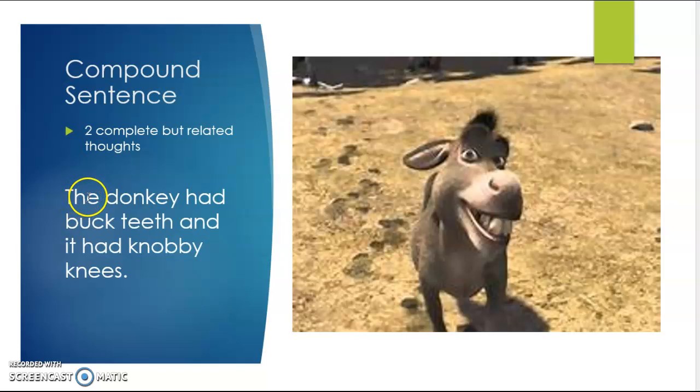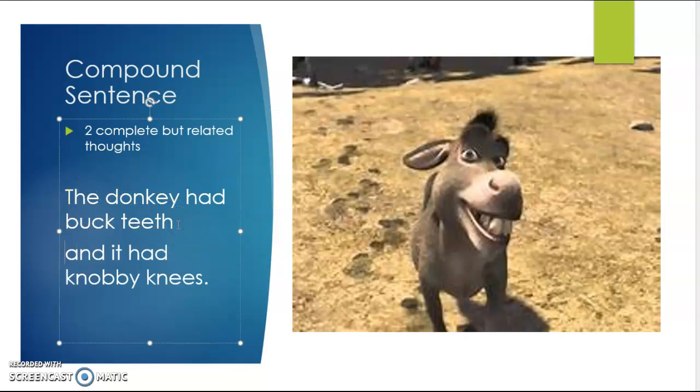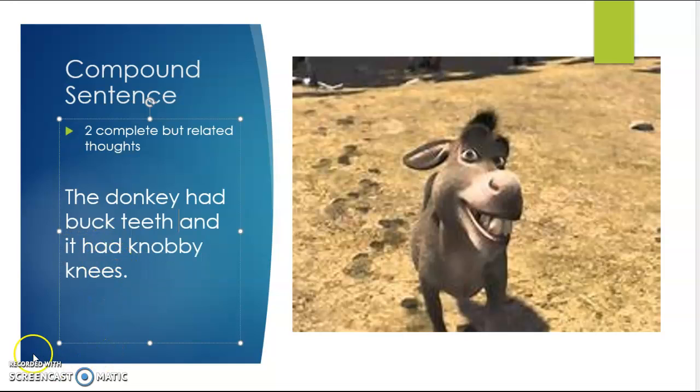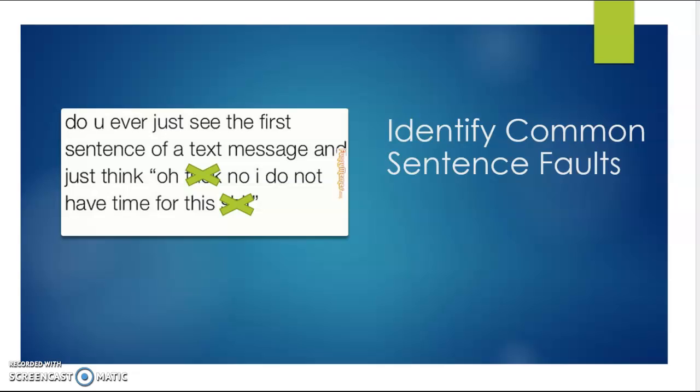So you'll see this is compound because if we split this up, the donkey had buck teeth and it had knobby knees. So it had knobby knees is a complete thought on its own, but when we connect them, they make a compound sentence. Okay, so that is commonplace, simple, clean English that is advantageous to use at work because it's clean, simple, and makes sense.